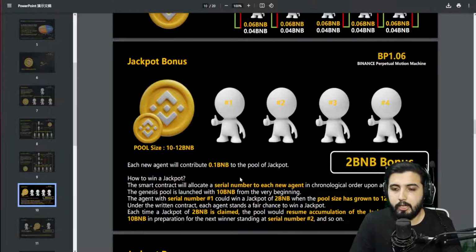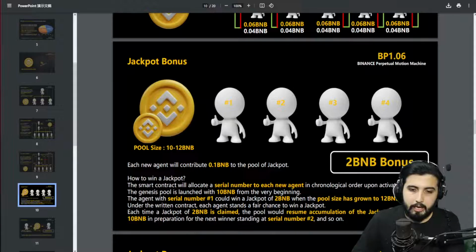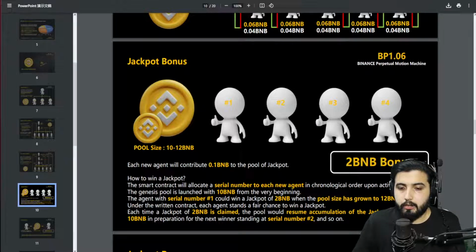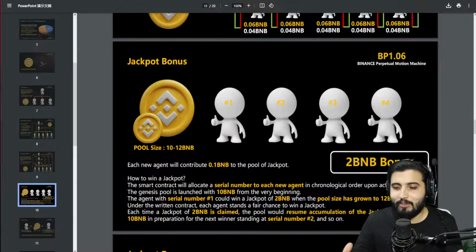So how do you win the jackpot? We know that jackpot is based on luck, but it doesn't happen in every single place, but you put yourself at an advantage if you are early. So this basically incentivizes people to be early. So what happens in this one? The smart contract will allocate a serial number to each new agent in chronological order upon activation. Chronological order basically is based on time. So this is kind of like the first come first serve basis.